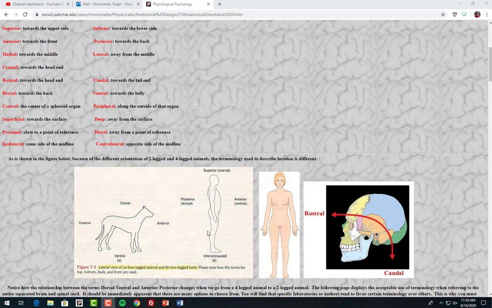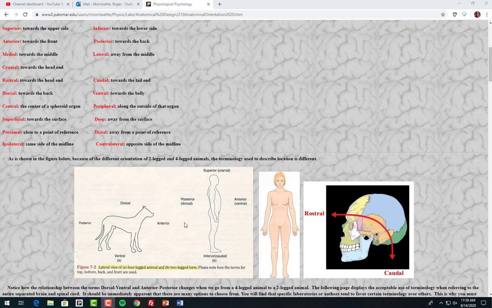Okay? And then we have dorsal and ventral. Dorsal is backside, ventral is belly side. Notice dorsal and ventral in a four-legged animal are the same as superior and inferior. But dorsal and ventral in a two-legged creature is the same as posterior and anterior. That's why we have to learn the difference between the two.